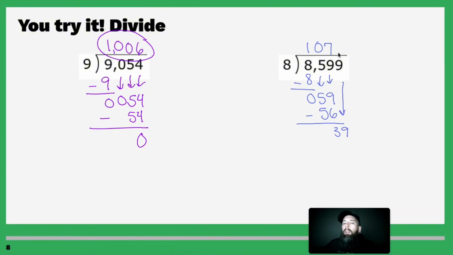8 goes into 39 4 times. 4 times 8 is 32. Subtract. 9 minus 2 is 7. You're done. And I'm out of digits, which means my remainder is 7. So I get 1,076, remainder 7.